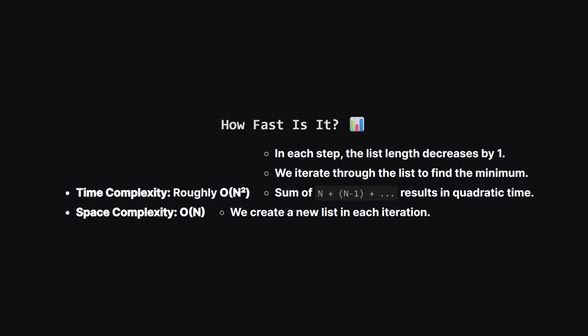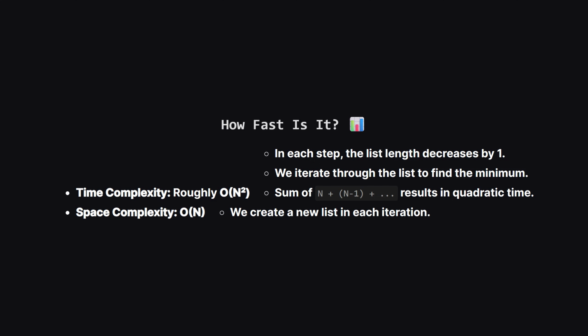Well, in the worst case, we might merge the list all the way down to a single element. That means we do roughly n operations. Inside each operation, we scan the whole list, which is also proportional to n. So mathematically, this gives us a time complexity of big O of n squared.